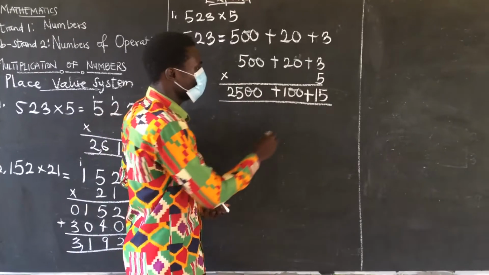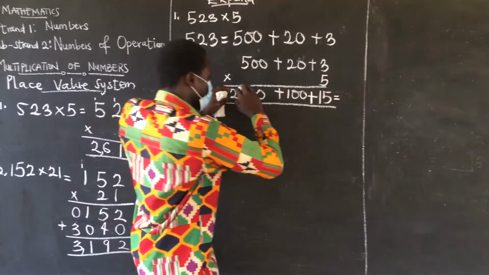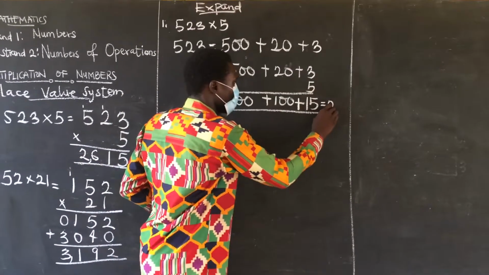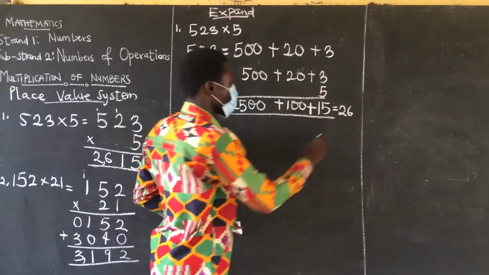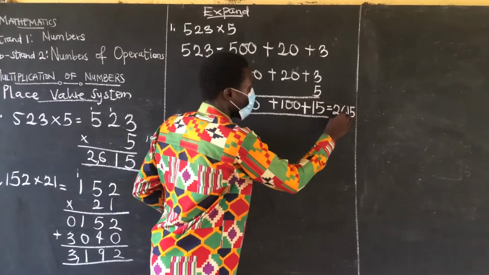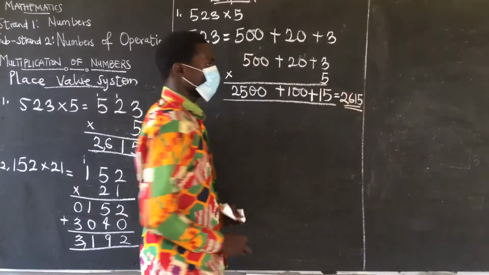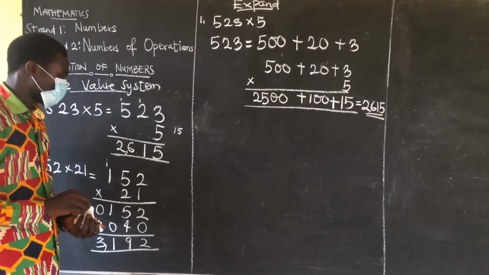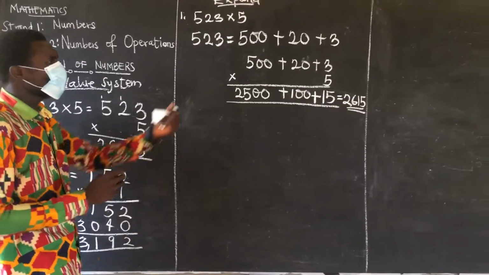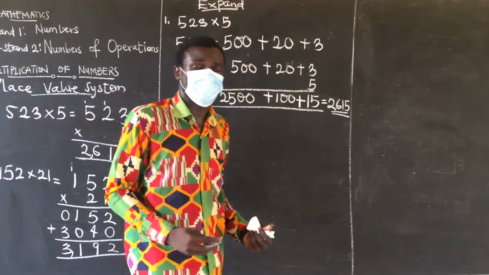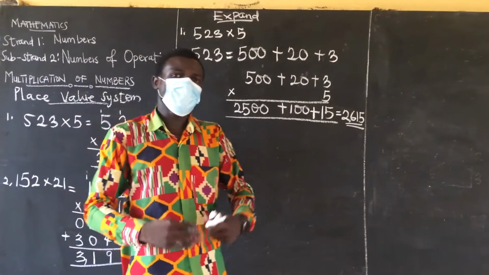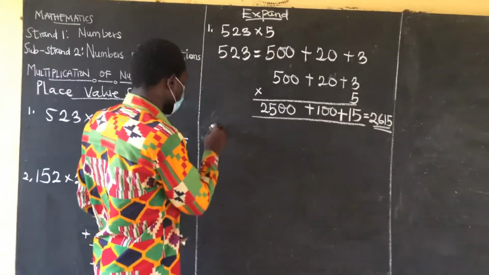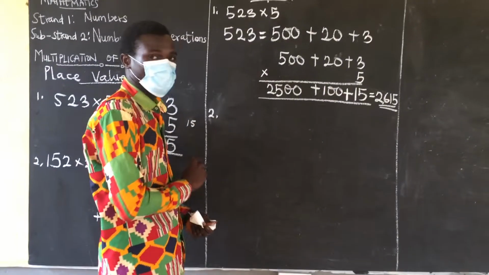After bringing your 2 zeros, you just put the numbers in the equal to sign, and we are going to get 2, 6, 1, 5. And when you compare this to this number, they are all the same. So if you are being asked to use the expanding method or the partitioning method, you just expand the number, multiply, there we go. Now let's take the last example under the expansion method.